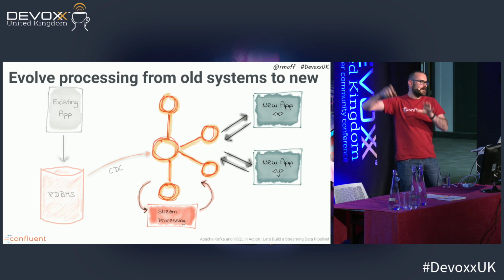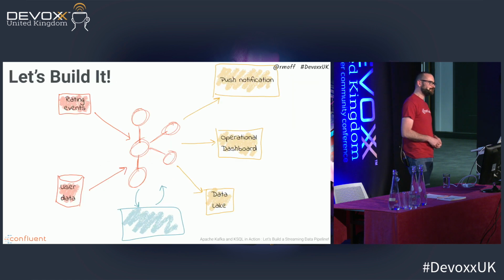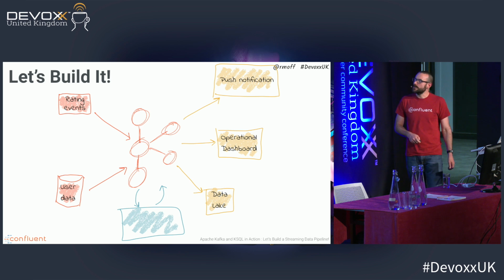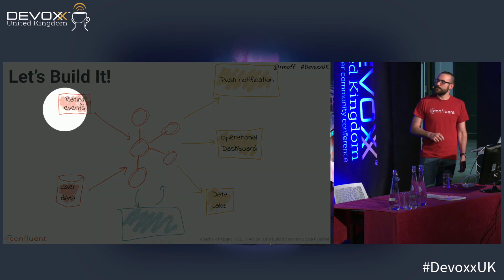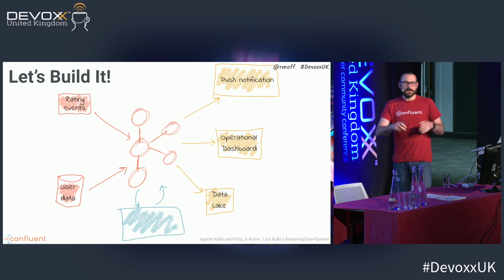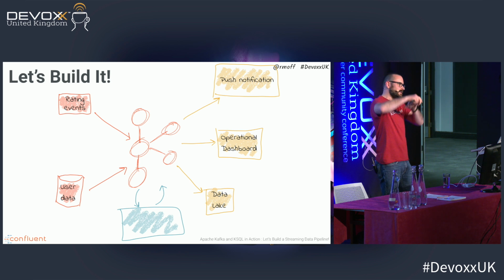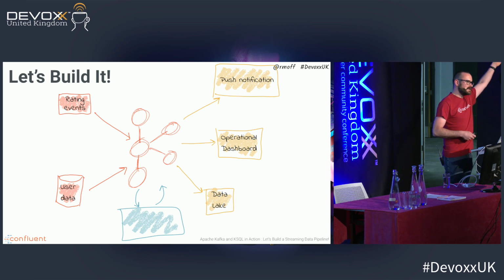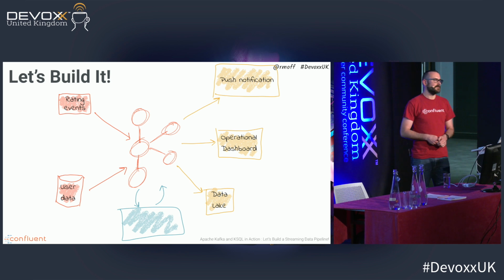But the concepts of what we're building up are exactly the same. So the fictitious scenario that we've got here, we've got a website. And on our website, people can leave ratings. They can say, I really like your product, or your product sucks, or whatever. And these ratings get written into Kafka. So our website's using the API to write them into Kafka.